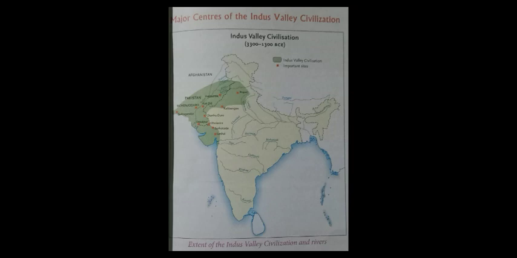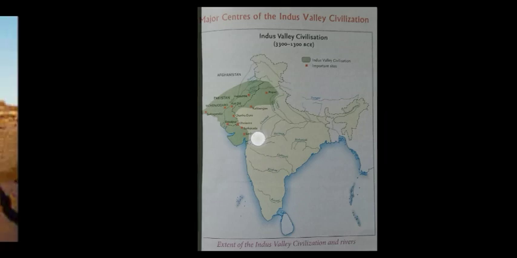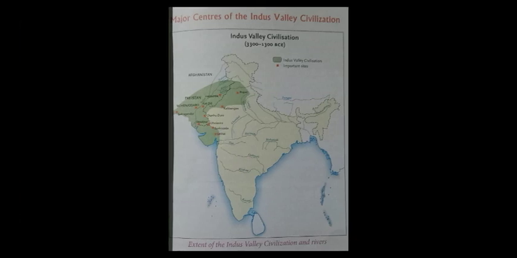Now, on the basis of the earlier discoveries, it was believed that the Indus Valley Civilization was confined to the valley of the river Indus and its tributaries only.